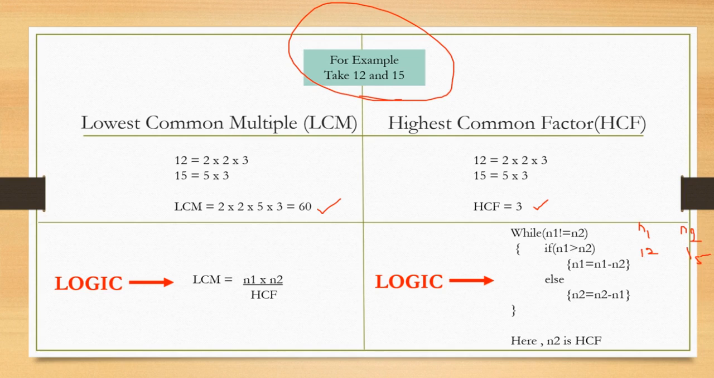Is n1 greater than n2? No. So else, n2 will be equal to n2 minus n1. So n2 will get a value of 3 and n1 will keep the value of 12. Now again the loop will go on and n1 will become n1 minus n2 since it is bigger. So it will keep on going until it becomes 9, then 6, then 3, and then n1 and n2 are both 3. Now the statement is broken. So the value of n2 is 3 and hence the HCF will be 3.